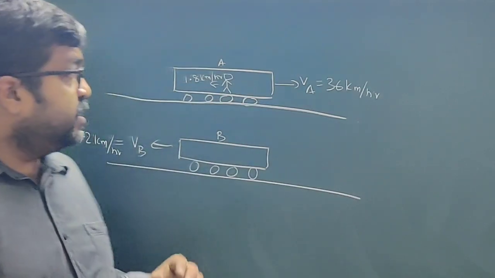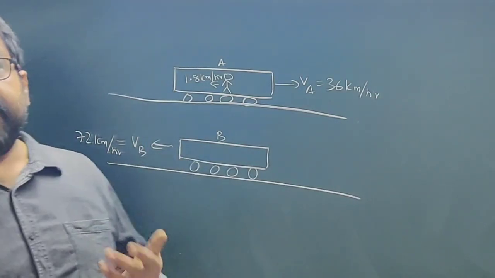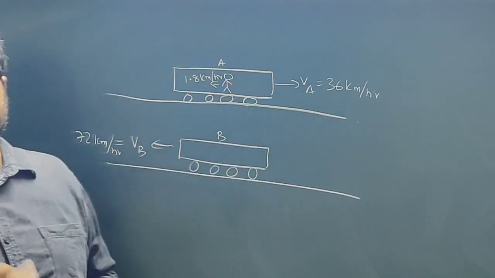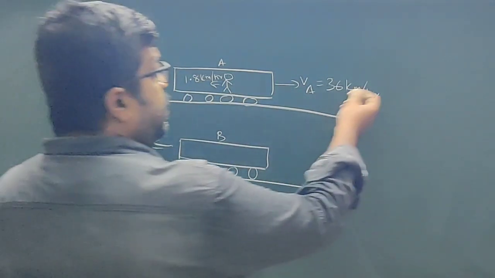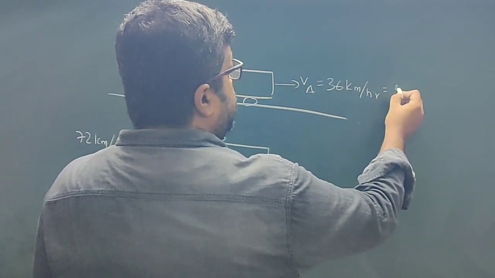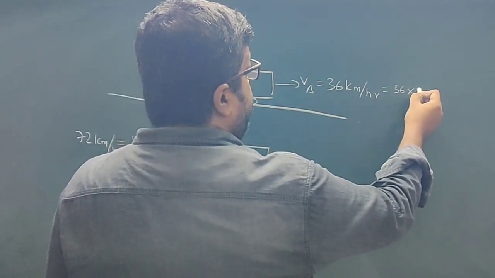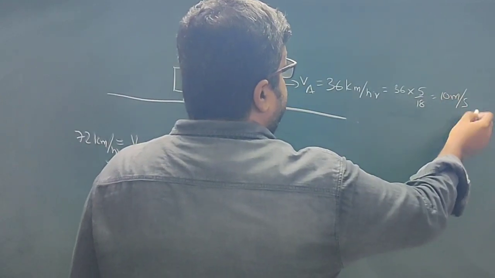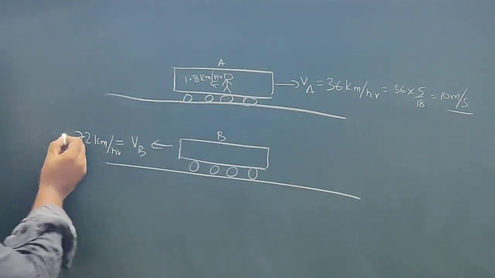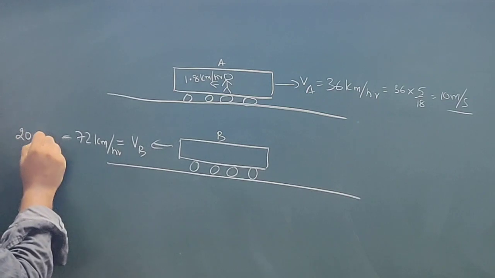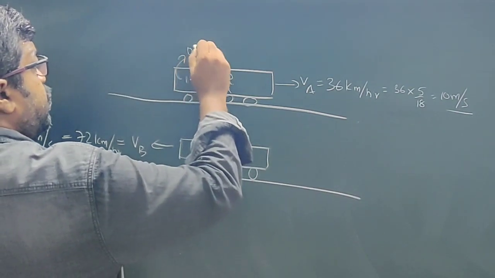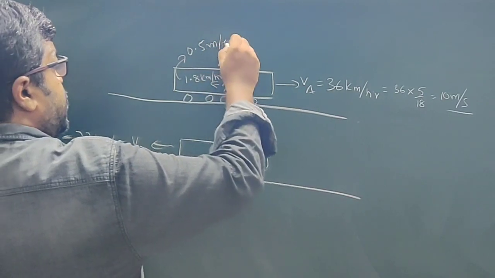Now first thing is, you have to find the answer in meter per second. So we have to convert the information that is given here into meter per second. So this 36 km per hour is 36 into 5 by 18, so this is 10 meter per second. Okay. Similarly, this will be 20 meter per second, and this will be 0.5 meter per second.